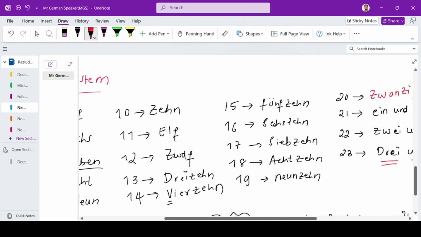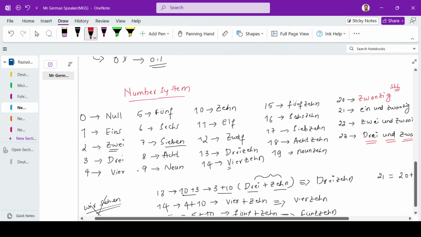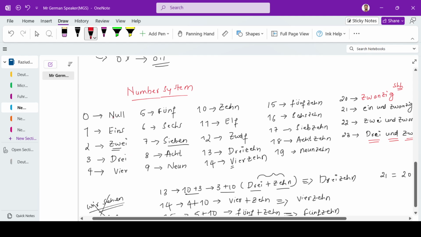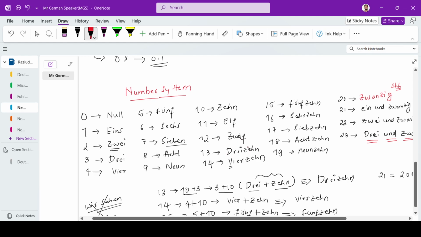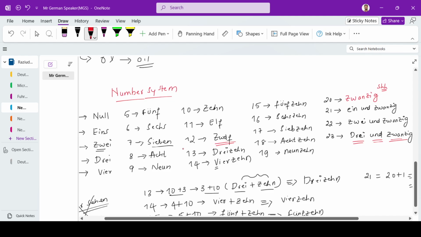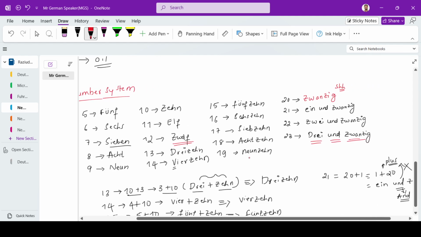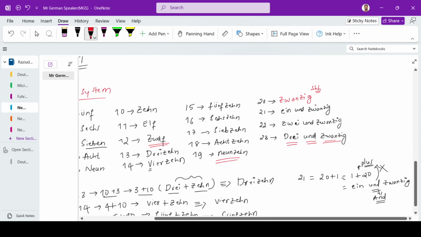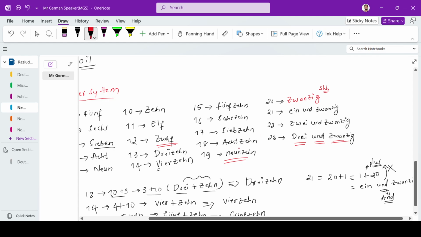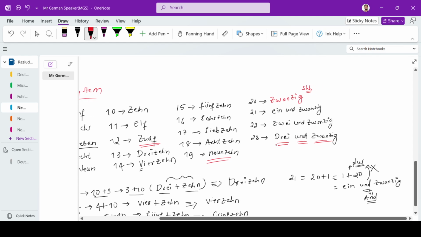But as you see here, the structure is slightly different when we start from 0 until 12. So 0 until 12 has a different format. From 13 until 19, it has another kind of format. And from 21, I would say, until the end of the number system, it follows a different format. So you have to remember that after 20, you need to follow the same rule.